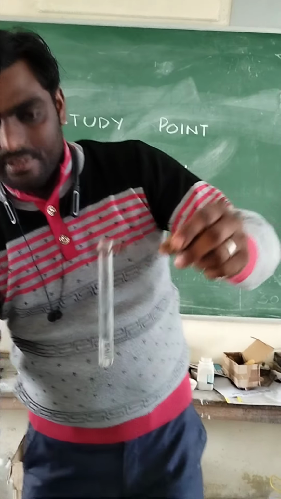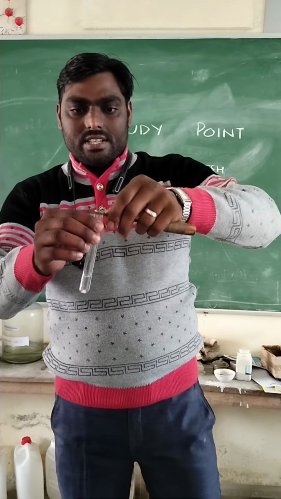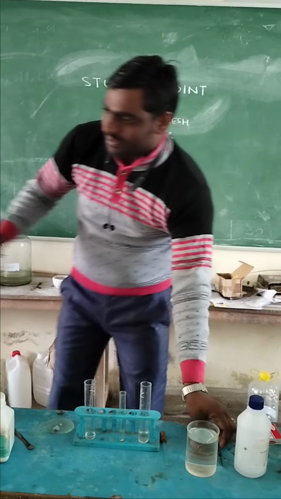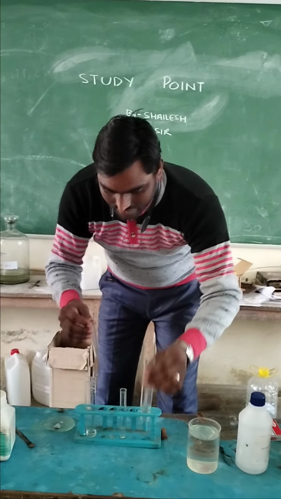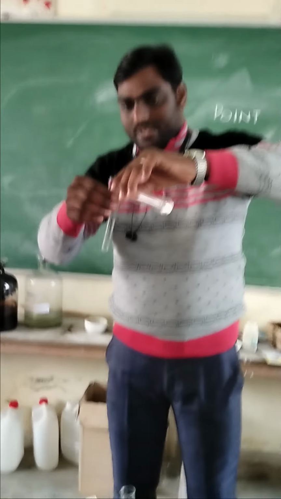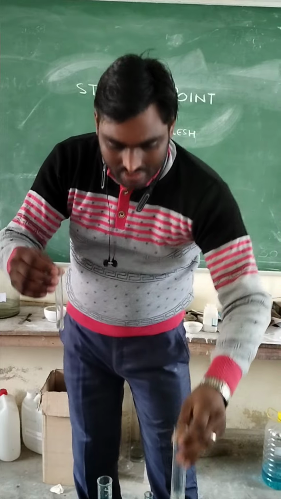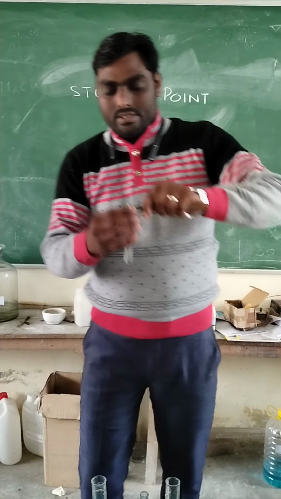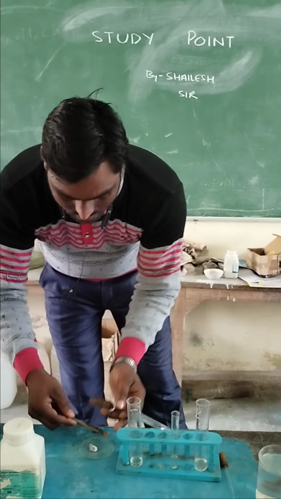In the same way, I am going to take acetic acid in another test tube. Just see, a small amount of acetic acid in another test tube. I am going to perform the reaction of sodium with it. Just like the alcohol reacts with sodium metal, in the same way acetic acid also reacts with sodium metal.